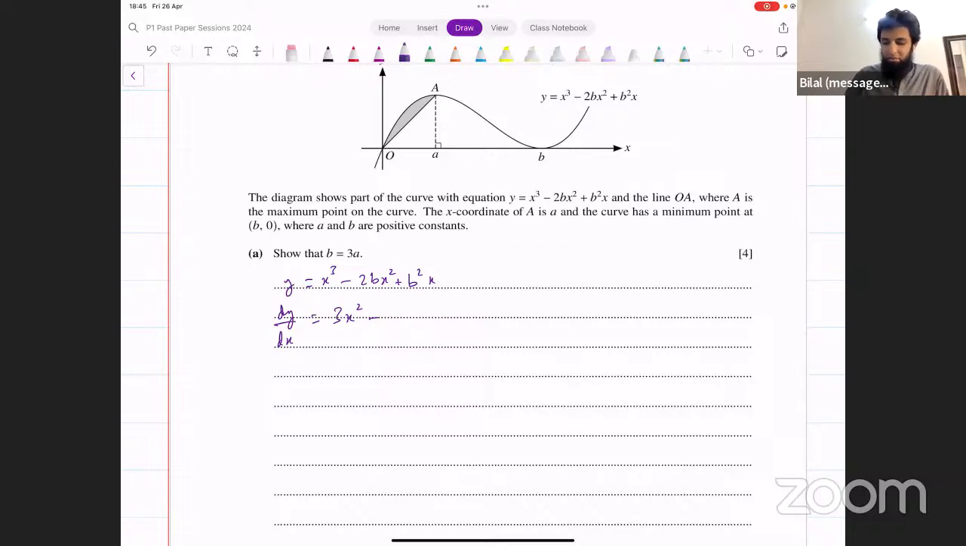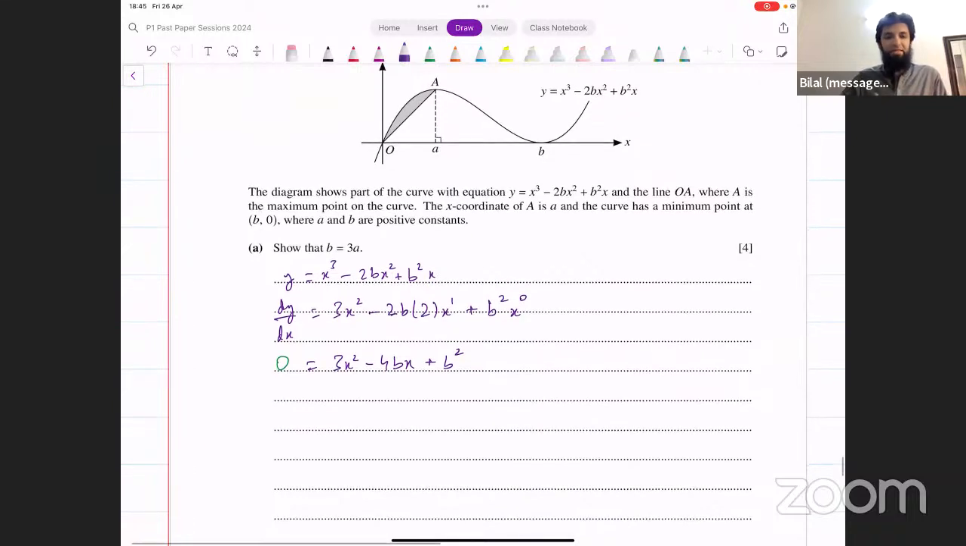So in the second term, let me do steps for this. 2b is a constant that remains as it is. You multiply by the power, subtract 1 from the power. And here as well, b squared is a constant that remains as it is. Subtract 1 from the power, it becomes x power 0. That's what you get. Now you put the derivative equal to 0. And on the right side, you get 3x squared minus 4bx plus b squared. Okay. This is how you find the turning point of this function.